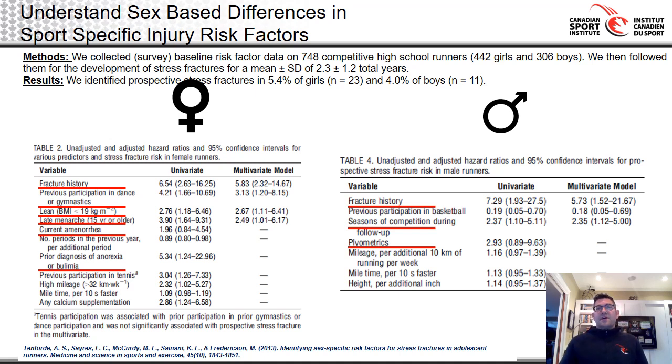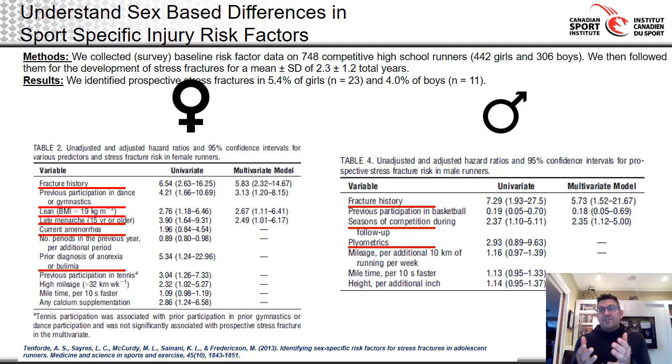Again, for males, high school males, a previous fracture history is important to notice. It is by far the highest hazard or risk factor. Competition phase of the season is also a risk factor. And interesting for the males, plyometrics appear to be an increased risk factor for subsequent stress fractures.